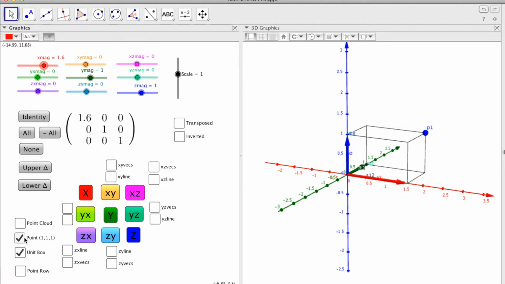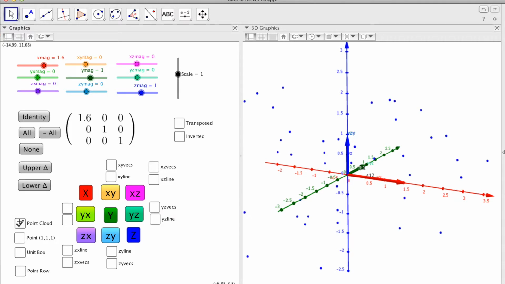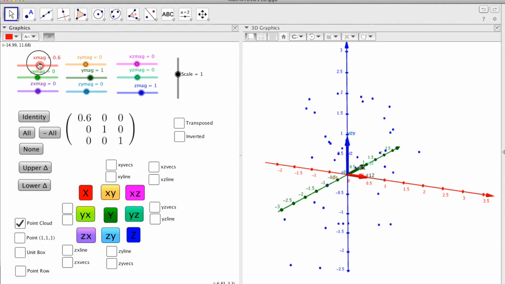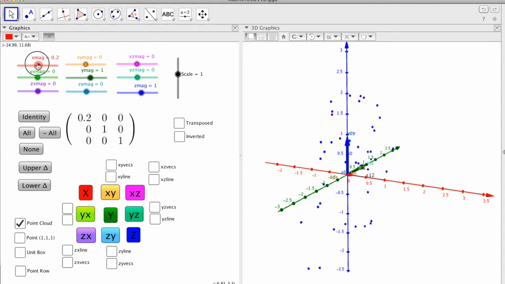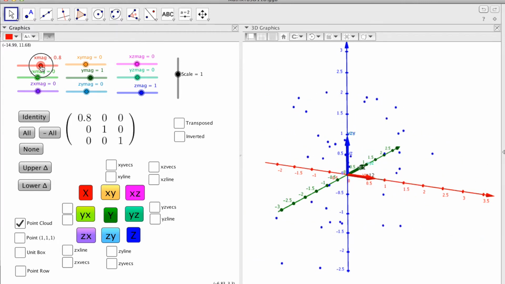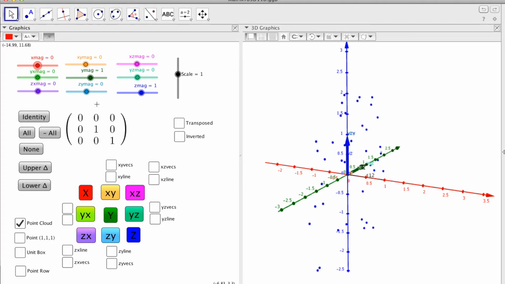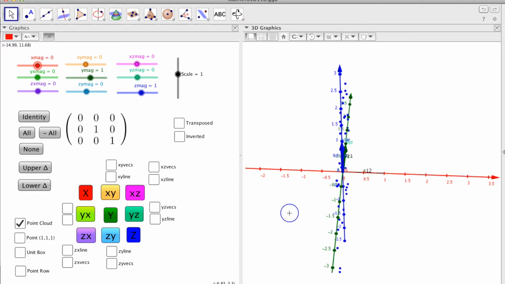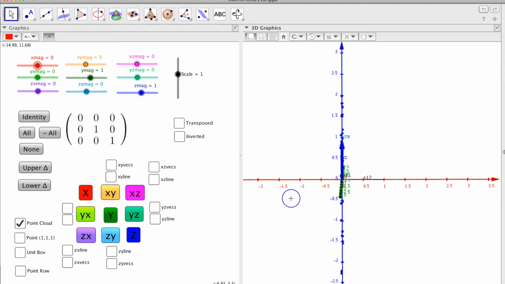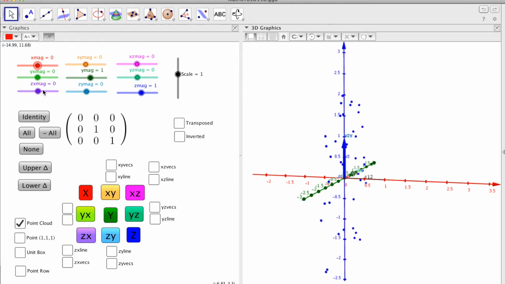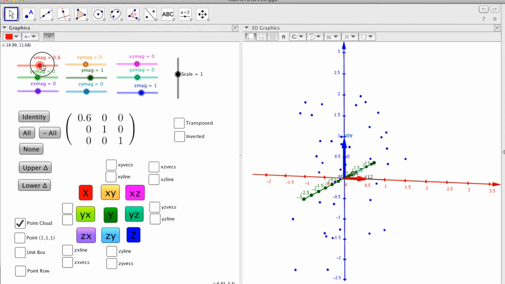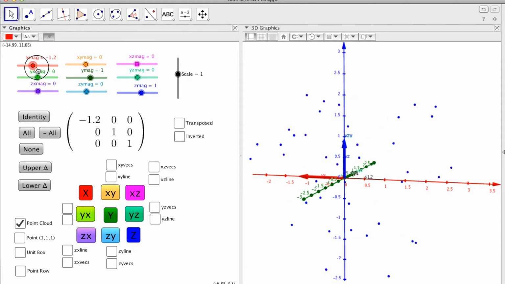But you can see the effect of this multiplication more clearly when you look at a whole array of points. Here's a point cloud, and you notice that as we scale the X magnitude in and out, the cloud stretches in and out from the center. And when we get the X magnitude to 0, it's a projection onto the YZ plane. There's an intimate connection between the concept of multiplication and projection.